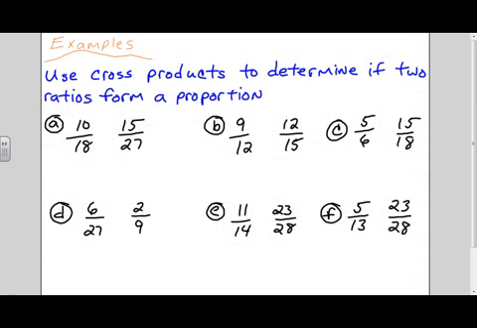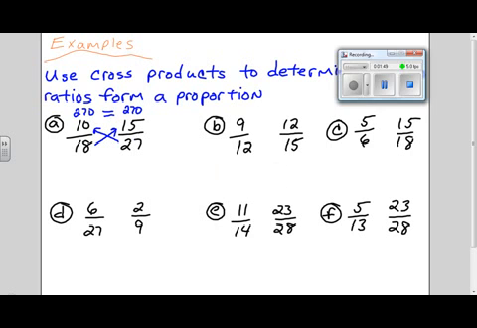All right, let's get to some examples. We can use cross products to determine if two ratios form a proportion. Let's try it. When I check the cross products here, I multiply 18 times 15. It's going to give me 270. I multiply 27 times 10. It's also going to give me a product of 270. My cross products are equal. 270 equals 270. That means then that these two ratios are equal. Because the two ratios are equal, they form a proportion.